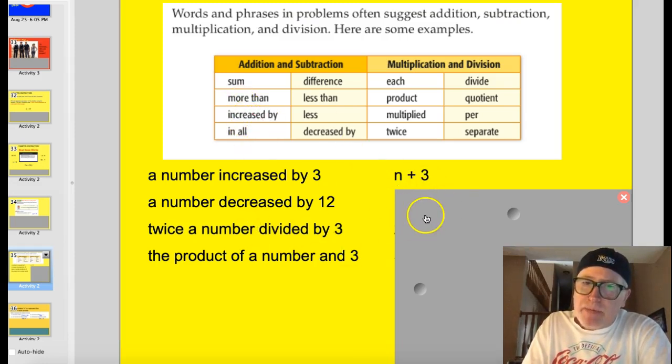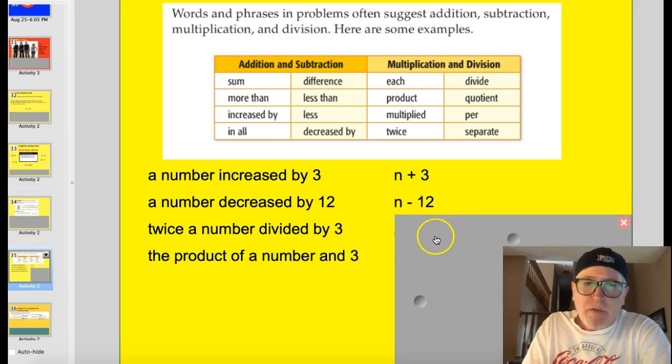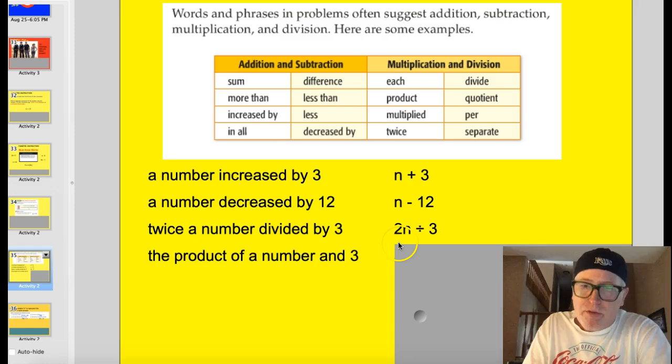A number decreased by 12. Well, you can probably guess it. Here's the number, and decreased by 12. Twice a number divided by 3. Well, here's twice a number, and we're dividing it by 3. Now, we could put that 2 in with a fraction bar in 3 as well.